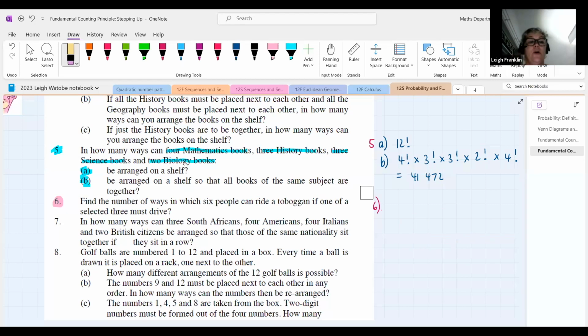Okay, so there are 6 people that are riding a toboggan. Do you know what a toboggan is? It's actually a strange question to have in a South African textbook. Does anybody know what a toboggan is? I really don't know myself.